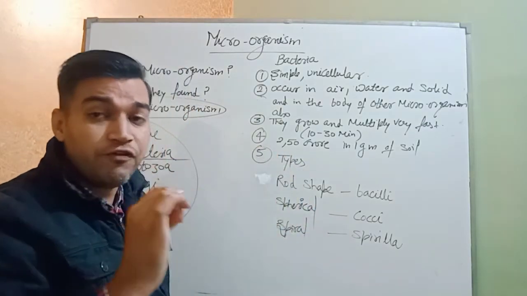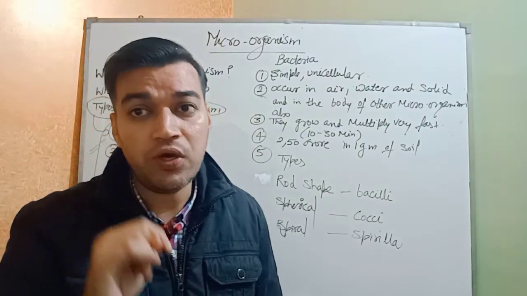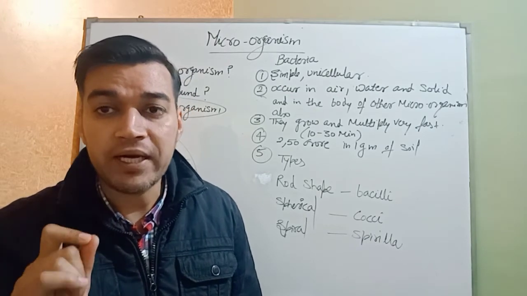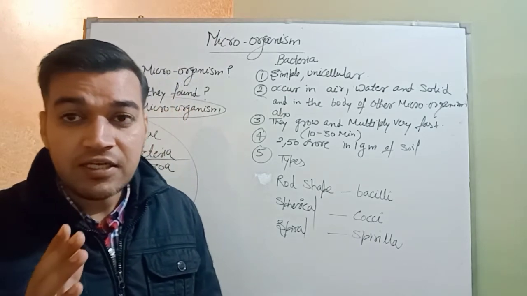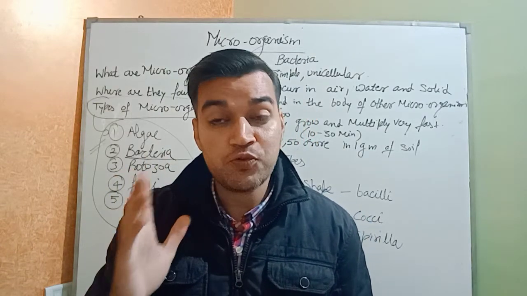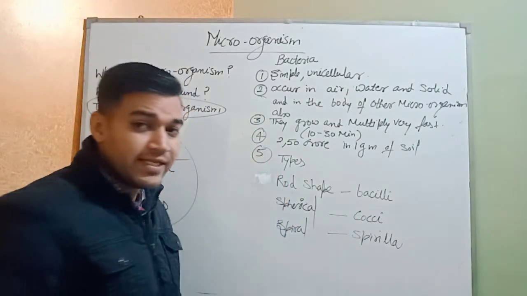Nearly 250 crore bacteria are present in 1 gram of your garden soil. 250 crore bacteria. So you can estimate the calculation of how small they are. Really, they are very tiny.